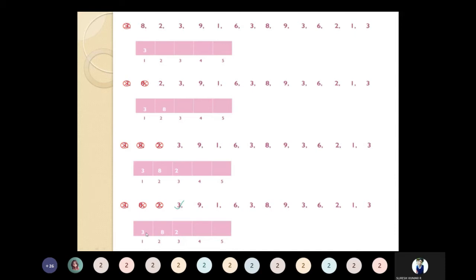So there is no need to replace this 3. There is no need to fill this 3. So 3 is already in the first slot.